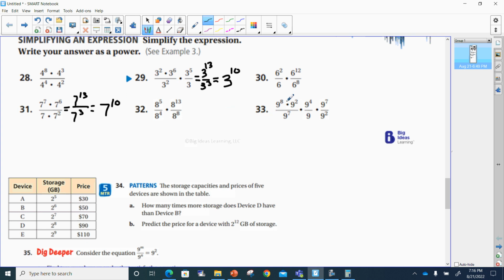So adding up all these exponents here, we've got 8 plus 2 is 10. 10 plus 7 is 17. 17 plus 4 is 21. So this would be 9 to the 21 over 7 plus 1 is going to be 8, and 8 plus 2 is 10. So this would be 9 to the 10th. And now 21 minus 10 is 11. So this would be 9 to the 11th power.